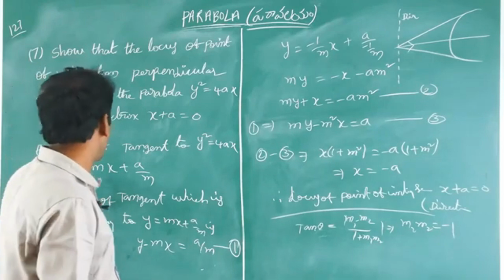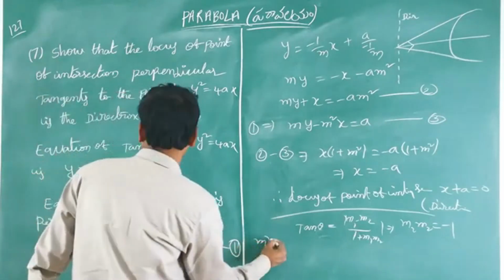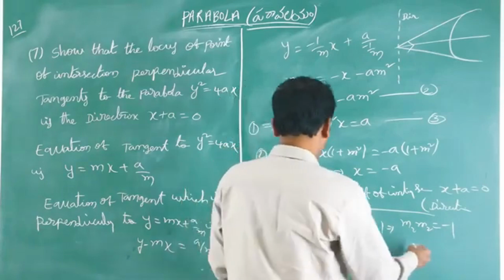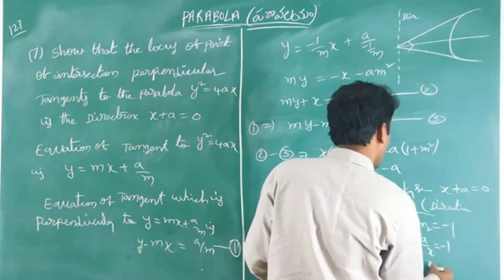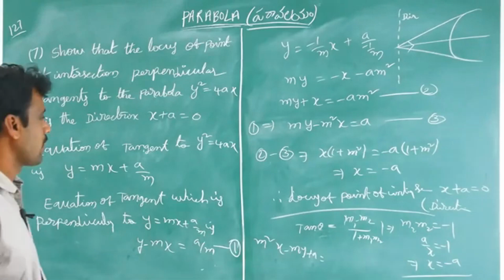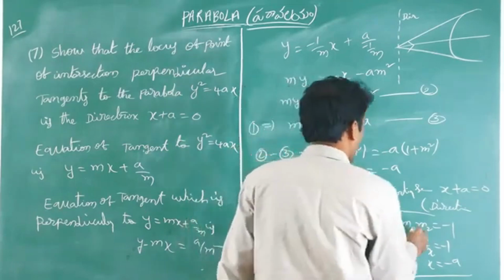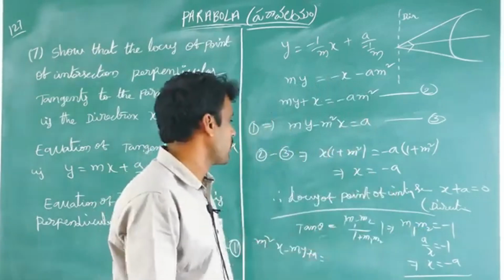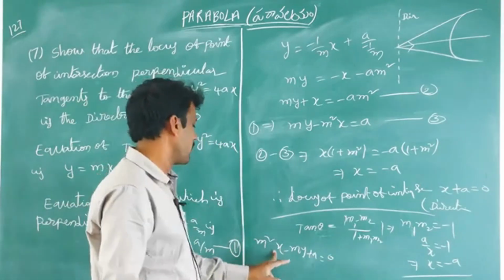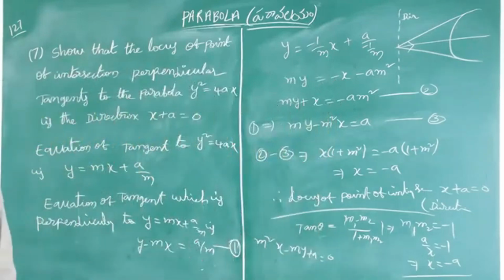From this, the equation of tangents: m²x − my + a = 0. Therefore, the product of the slopes is c/a, that is a/x = −1, so x = −a, that is the directrix. Because tan θ = |(m1 − m2)/(1 + m1m2)|, and tan 90° = ∞, the denominator is 0, so m1m2 = −1. From y = mx + c with c = a/m, the product of the slopes is a/x = −1, that is x = −a. Okay.